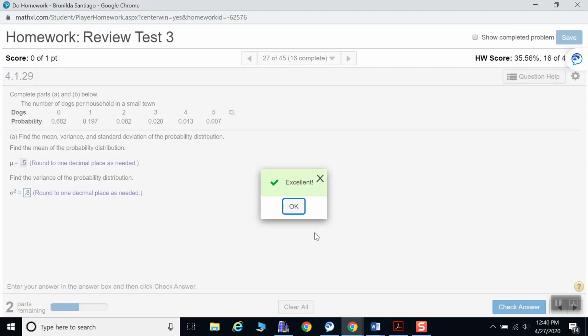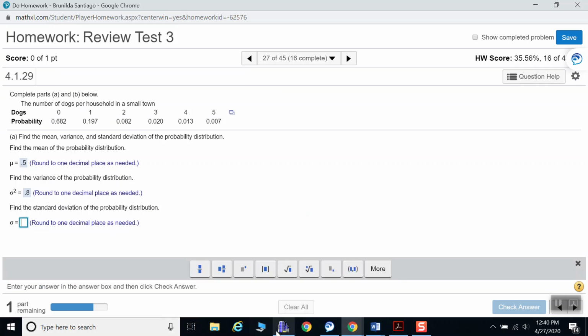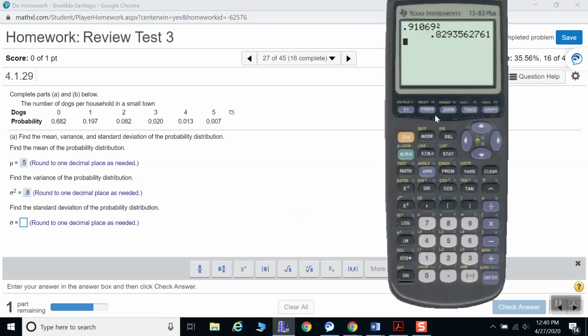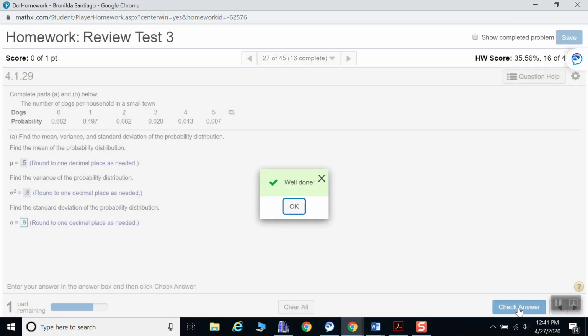Okay, so next, question 20. Oh, it has another part. Find the standard deviation. And we do have the standard deviation, to 1 decimal point. So the standard deviation was 0.91069. So 0.9 in this case, because the 9 is followed by a 1. I forgot that I saw another part.